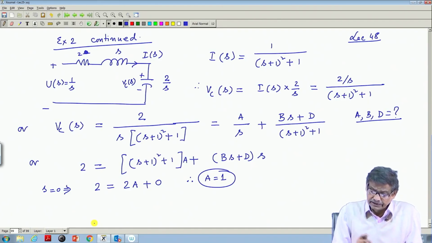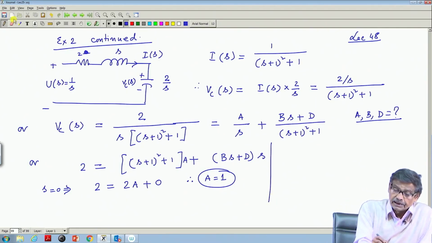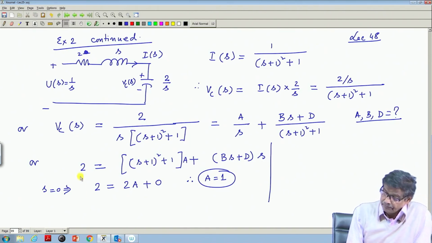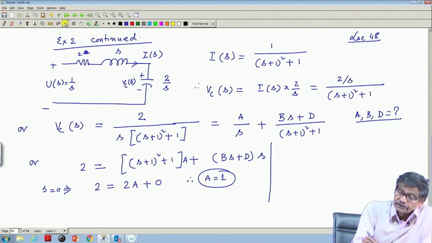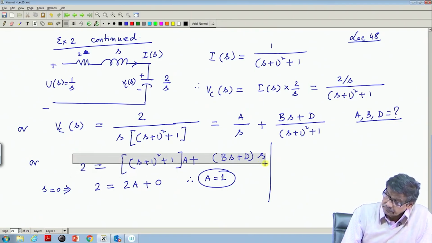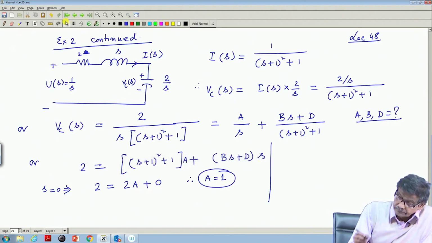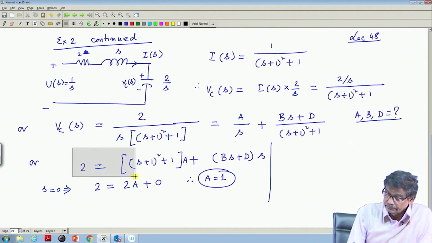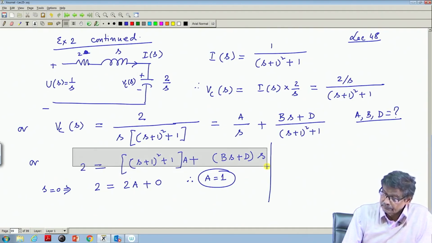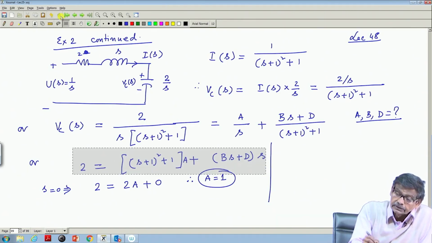Once this constant is obtained, I rewrite this on the next page, so that you copy this one. Copy, and on the next page we paste it.